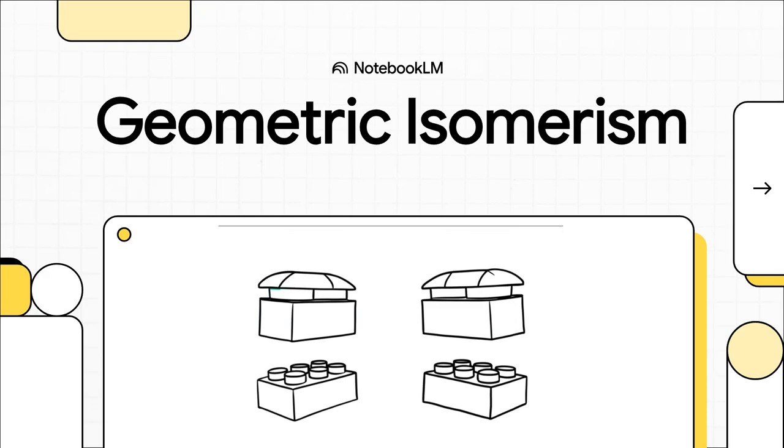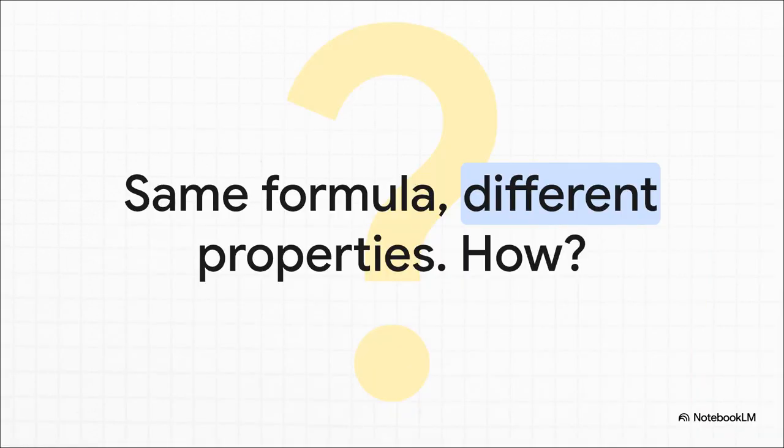Imagine you've got two Lego models, right? And they're made from the exact same set of bricks. The parts list is identical. But when you build them, you end up with two completely different structures. Well, that's kind of the puzzle we're diving into today in the world of chemistry. How can molecules with the same exact formula be entirely different things? So how is that even possible?